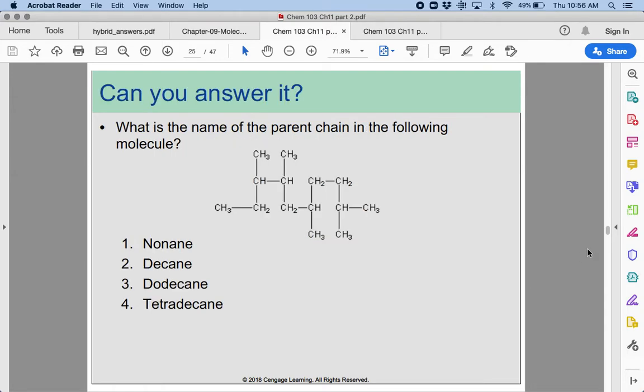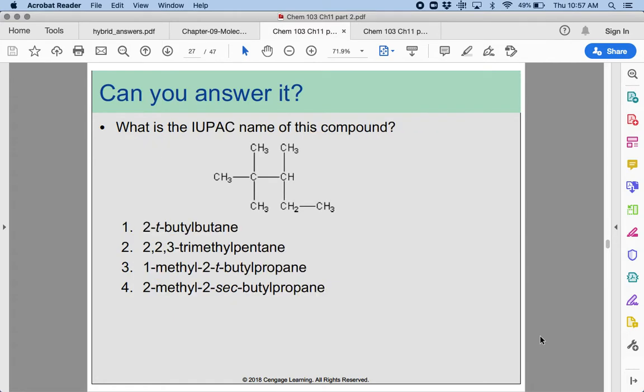Go ahead and answer this question. Correct answer is decane. The longest chain that I can make without lifting my finger is 10 long. So go through and make sure that you can count that out. Can you name this compound?